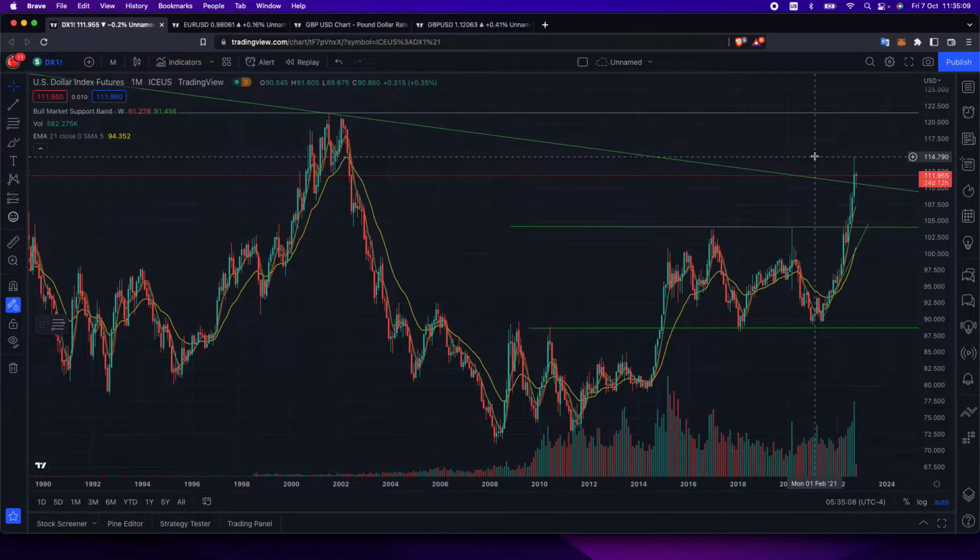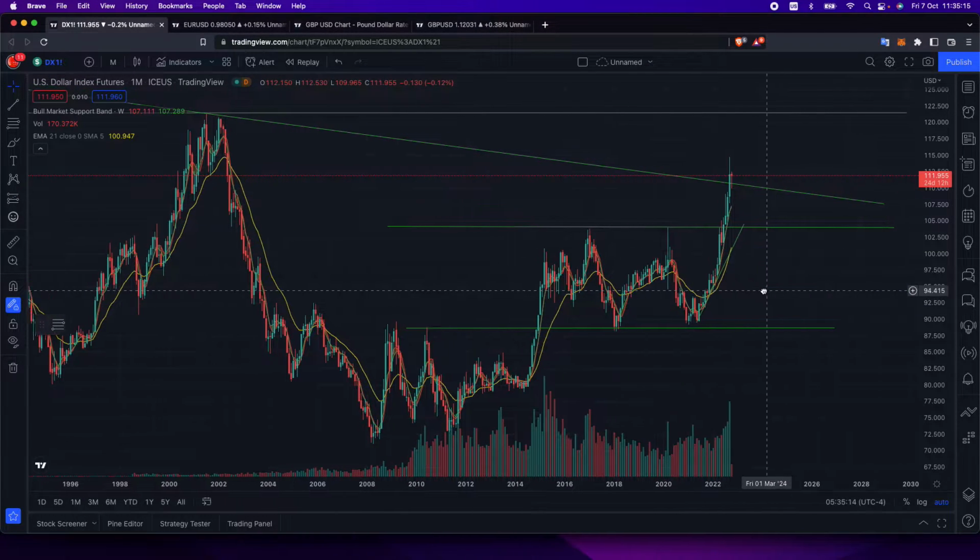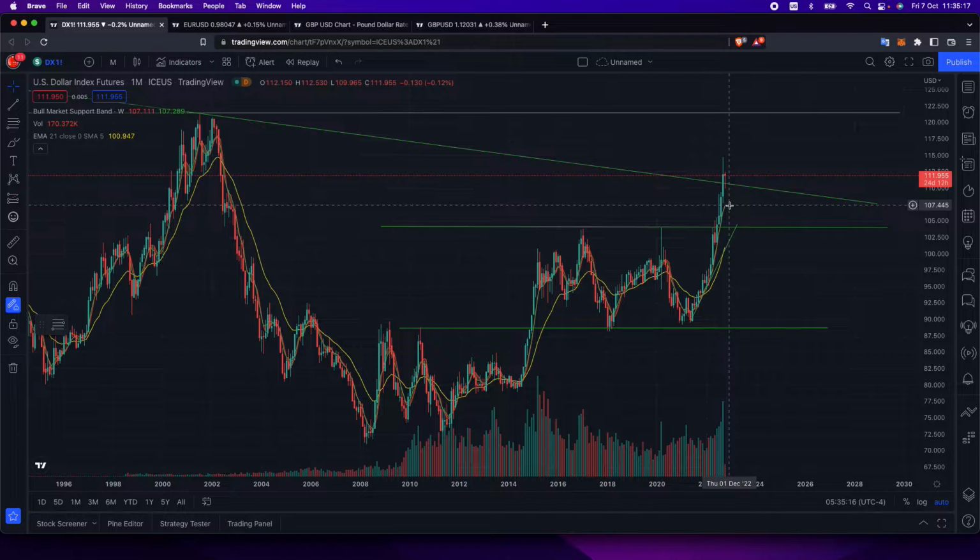I mean, it hasn't been at this level since 2002, so 20 years, a 20-year high. And there are several reasons for this. As I mentioned, one of the currencies that it's pitted against is the euro, which makes up 58% of it.